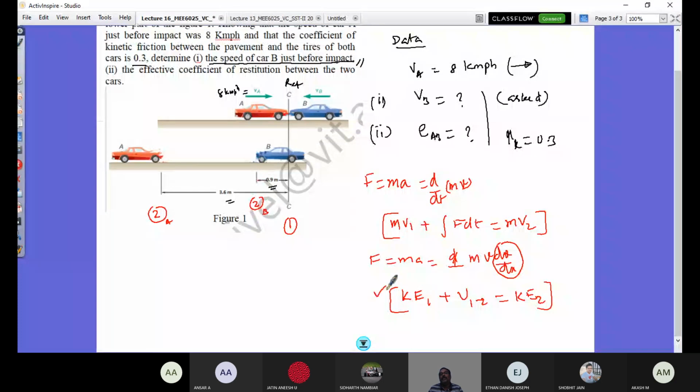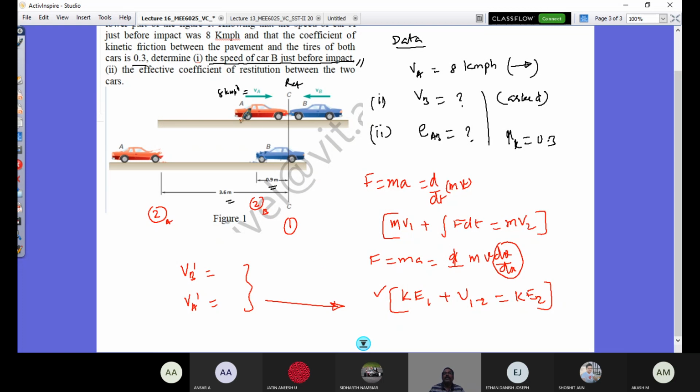So I would use this work and energy principle to find out what would be the velocities just after the collision. The velocity of B, that is VB dash, I can find, and the velocity of A, that is VA dash. Anything with the prime, I put, is after collision. These two can be found out from the work and energy principle.